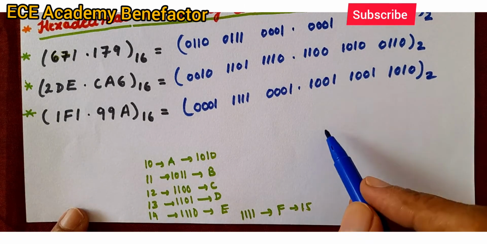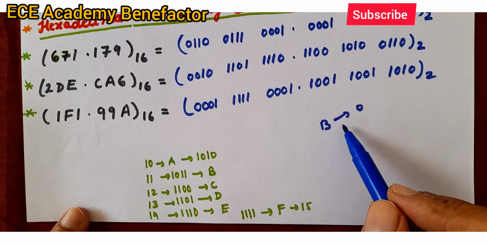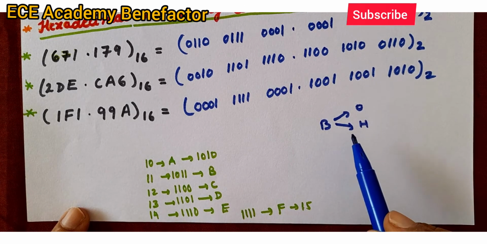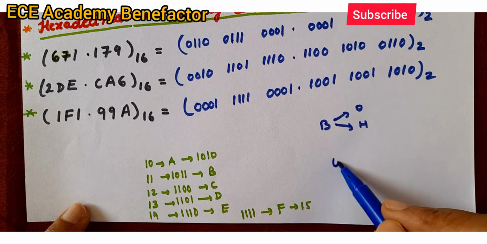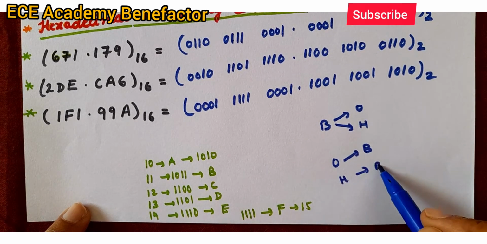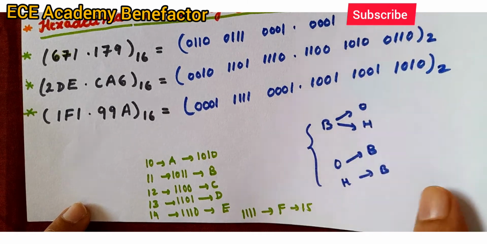So here what have we seen? We have seen binary to octal, binary to hexadecimal, and then octal to binary and hexadecimal to binary. So these are the 4 topics we have covered.